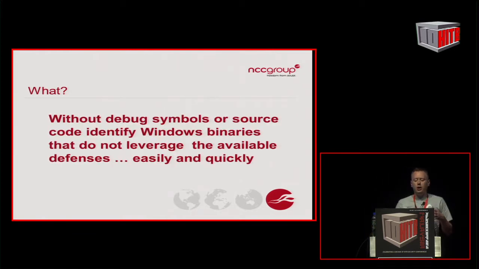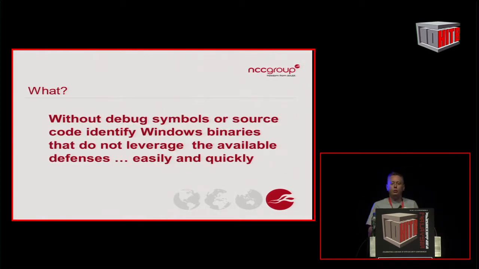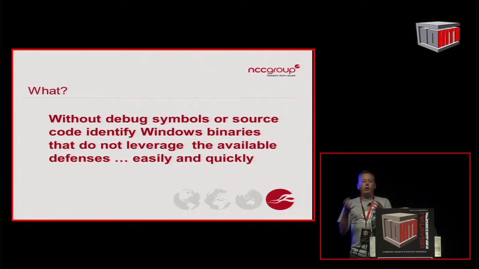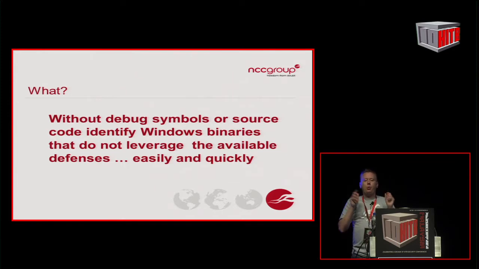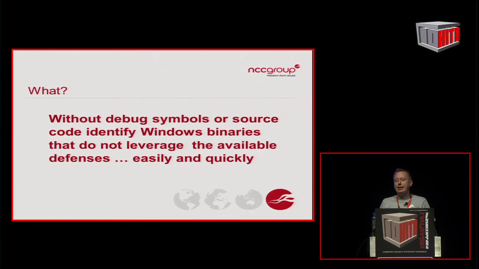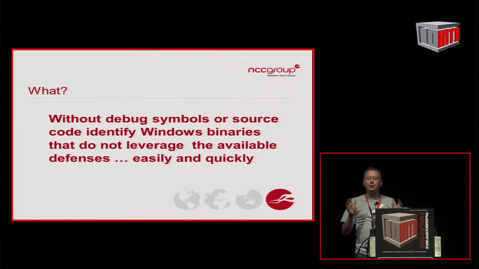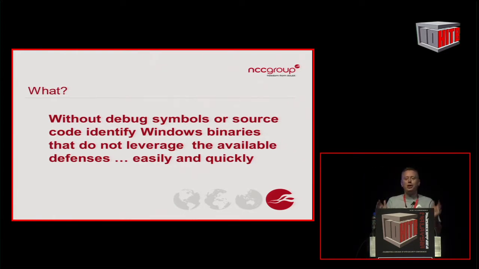When we look at what we set out to do and what the initial goal was: if we have a Windows binary which we don't have source code to or necessarily private symbols, we want to be able to gain some level of assurance that a secure development lifecycle has been followed when writing that binary. Or alternatively, if we're a researcher, we may want to identify those binaries which are less well protected. And we want to do it easily and quickly. That's the mission statement of the project, and this is how we achieved it.